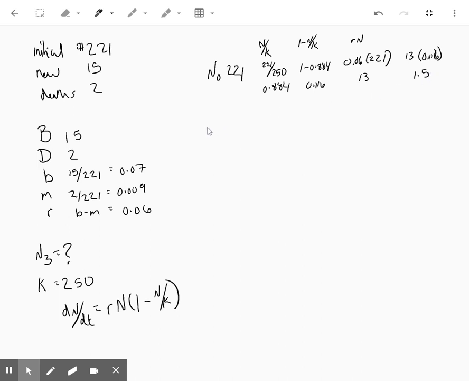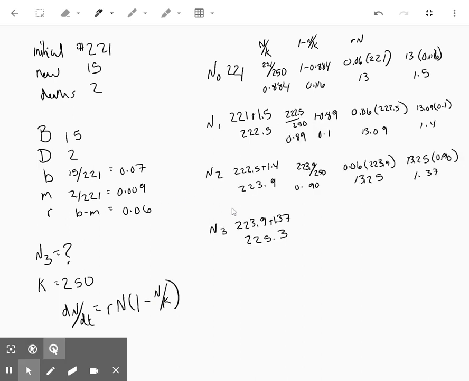To get our next population size, we will take the initial 221 plus our change 1.5. That gets us 222.5. And then we repeat that process. So as we go through and do each step, we get our final population size for that third year at 225.3.